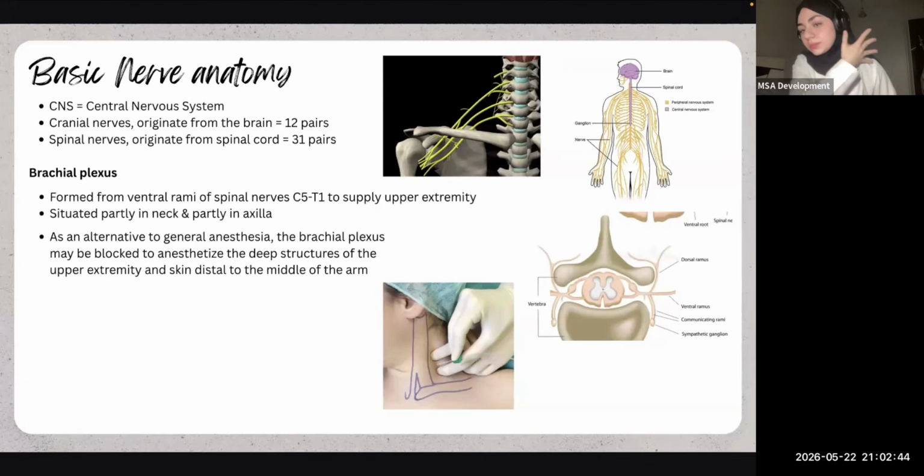Coming off of them is going to be these 5 roots, C5, C6, C7, C8, and T1, okay? Now, how can I block these? How can I block the brachial plexus? Do I have to make the patient sleep totally?